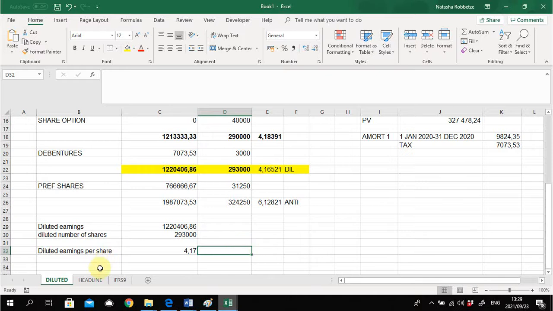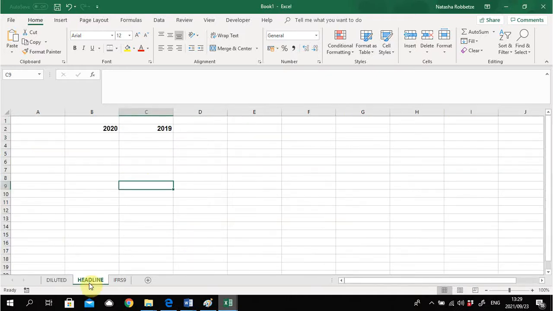Right, going back to the headline earnings, which is then required number B. So here we need to start with our profit, and they ask for comparatives. So we need to start with profit after tax.